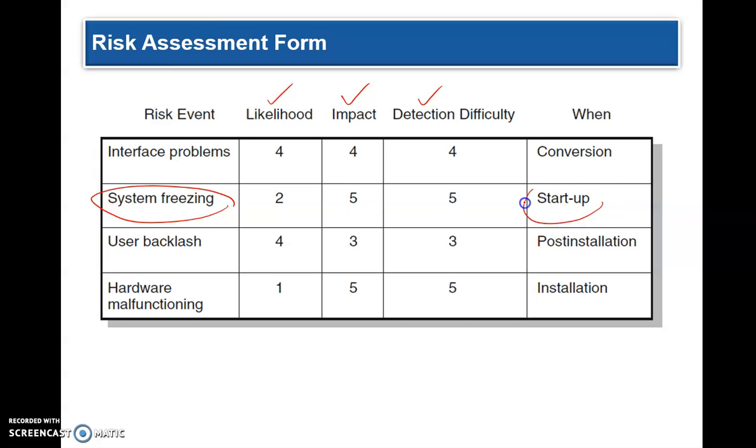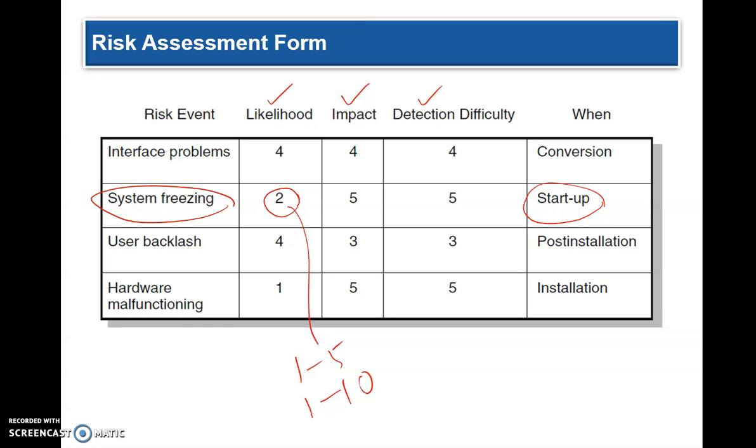This happens when you are starting up, and the likelihood is 2. How do you get this number? You sit as a team and you come out with saying, over a period of time, with all the experiences that the experts have, that you have put together, you as a team can come out saying the likelihood could be 2 out of 5. So you can have a scale of 1 to 5 or 1 to 10 and say what is the likelihood.